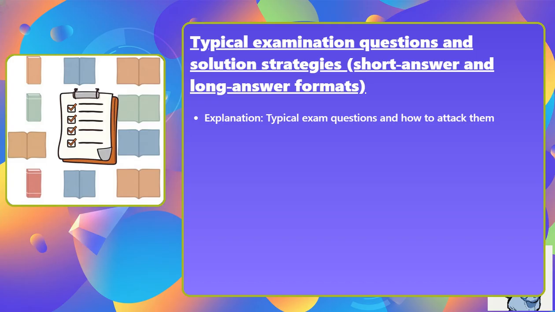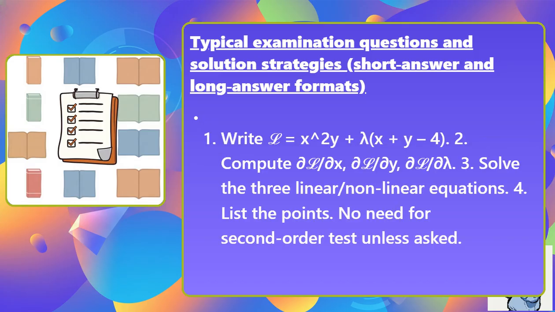Explanation: typical exam questions and how to attack them. Short answer: find the stationary points of f(x, y) equals x squared y subject to x plus y equals 4. Step 1. Write L equals x squared y plus lambda times (x plus y minus 4). Step 2. Compute partial L partial x, partial L partial y, partial L partial lambda. Step 3. Solve the 3 non-linear equations. Step 4. List the points. No need for second-order test unless asked.